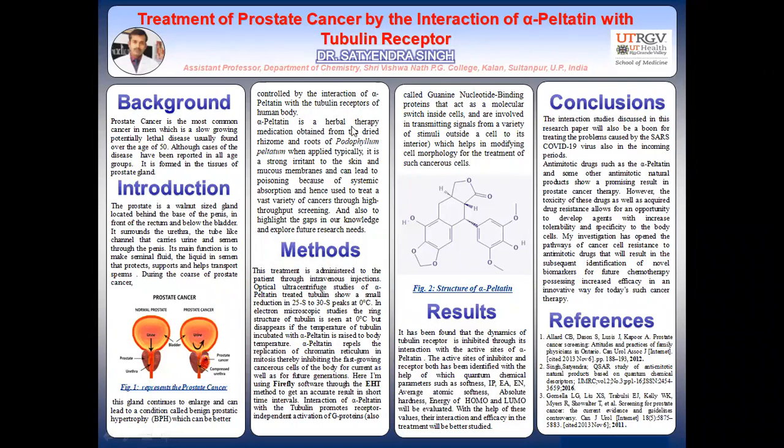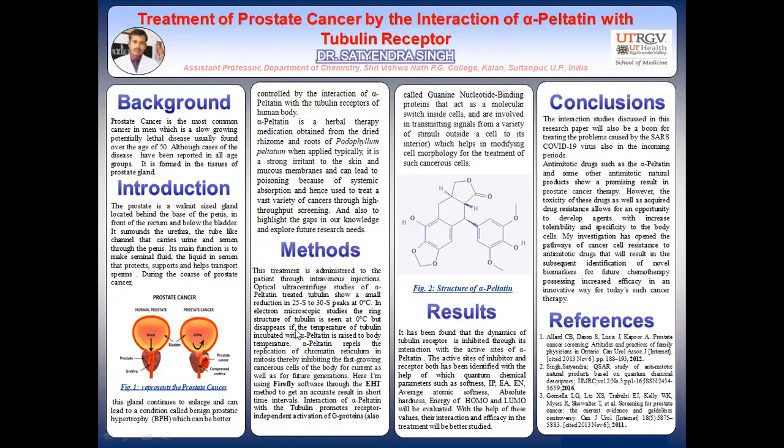Alpha peltatin is a herbal therapy medication obtained from a plant, Podophyllum peltatum. When applied topically, it is a strong irritant to the skin and mucous membrane and can lead to poisoning because of systemic absorption. Hence it is used to treat a vast variety of cancers through high-throughput screening, and it is also used to highlight the gaps in our knowledge and explore the future research needs for the incoming generation.